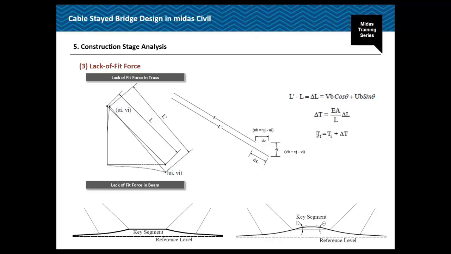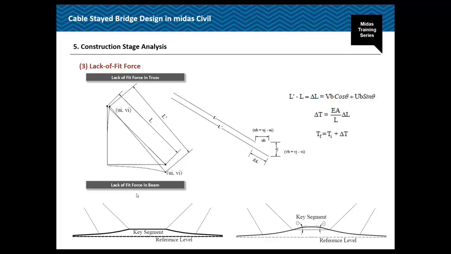So by the summation of the initial state cable pretension force and the additional pretension force, finally the cable pretension will be determined in the forward analysis. So using the additional deformation occurred in the cable, the program calculates the additional cable pretension force, and this will be applied in the program. So that is the Lego fit force in the cable element.